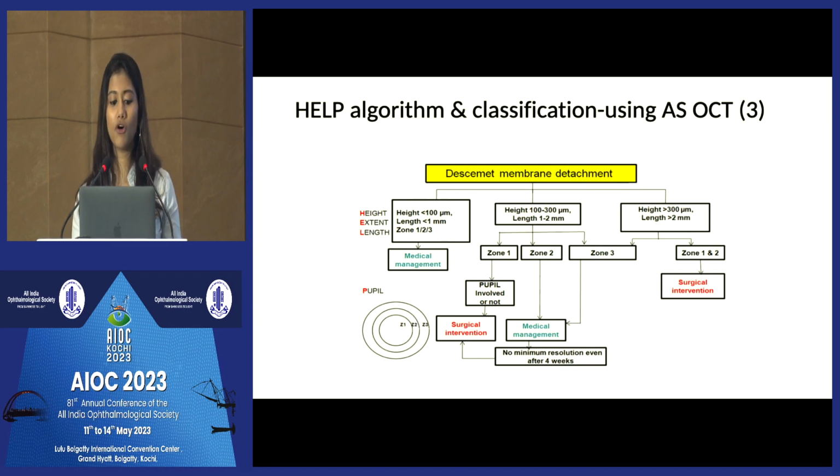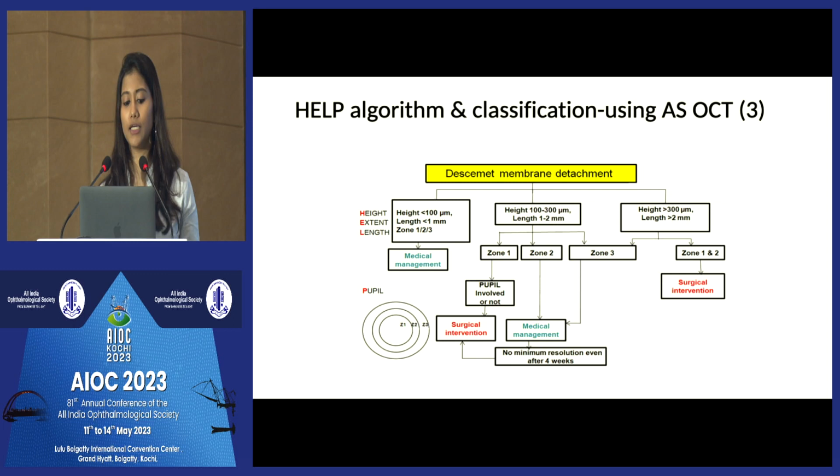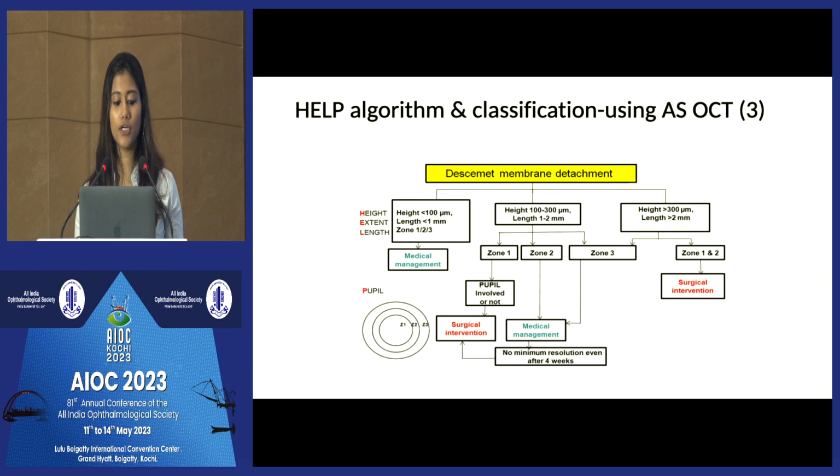Moving on to the HELP algorithm. This algorithm is basically dependent on the classification using ASOCT, that is the anterior segment OCT. This is useful for us to diagnose and plan the treatment protocol and also the prognosis. It can be divided into three categories. First is HELP, which stands for the height, the extent, the length, and the pupillary involvement. In case of the pupillary involvement, it can be classified into three zones: zone 1, 2, and 3. Zone 1 involving the center, zone 2 involving the mid periphery, and zone 3 involving the far periphery.